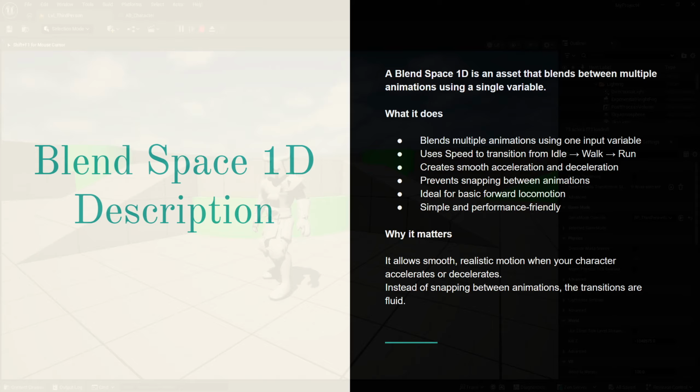So as you can see, it blends multiple animations using one input variable, uses speed, translates from idle, walk and run, creates smooth acceleration and deceleration, and prevents snapping between animations. It is ideal for basic forward locomotion, simple and performance friendly. It allows smooth, elastic motion when characters accelerate or decelerate.